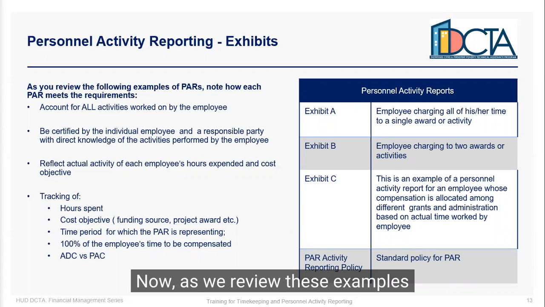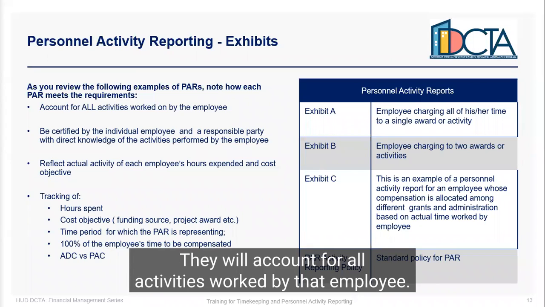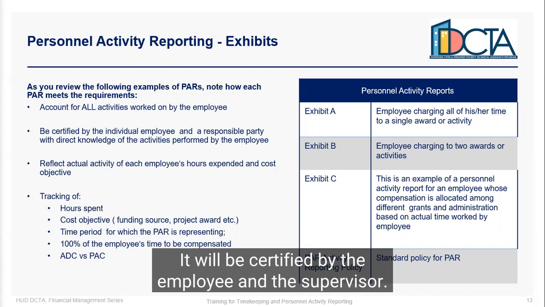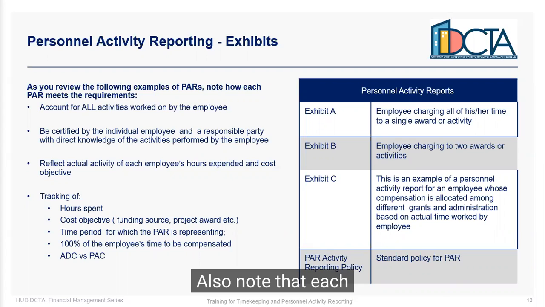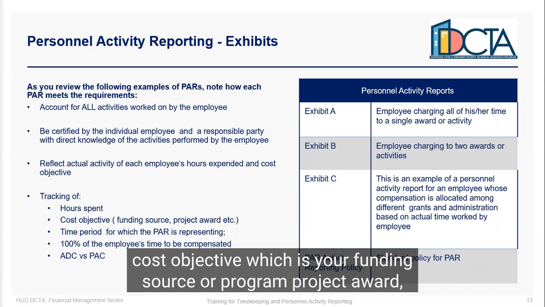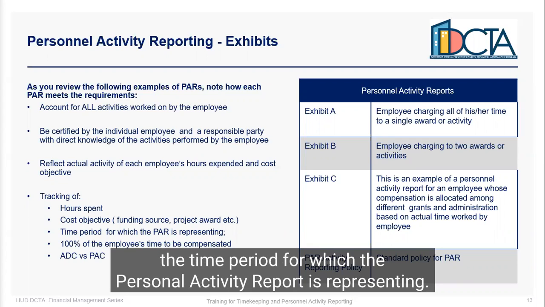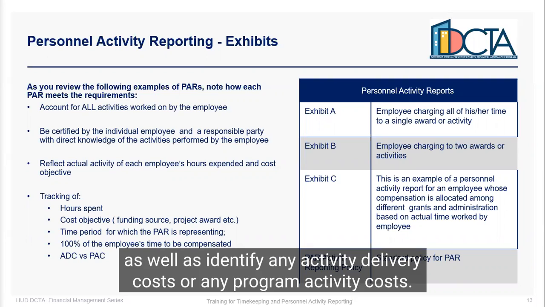Now, as we review these examples of personnel activity reports, note how each document meets the requirements. They will account for all activities worked by that employee. It'll be certified by the employee and the supervisor. It'll reflect actual activity of each employee's hours and that cost objective. Also note that each personnel activity report tracks the hours spent, cost objective, which is your funding source or program, project, award, and the time period for which the personnel activity report is representing. It'll track 100% of the employee's time to be compensated, as well as identify any activity delivery costs or any program activity costs. Next slide, please.